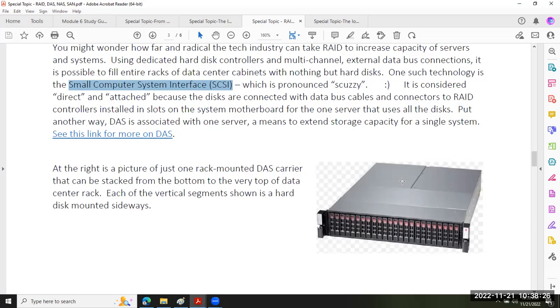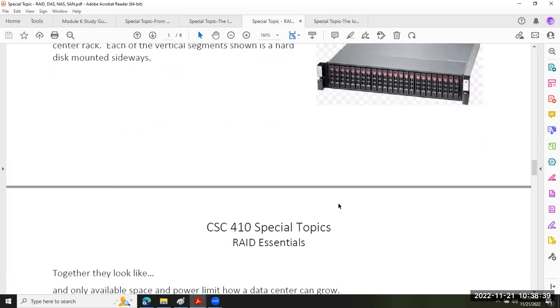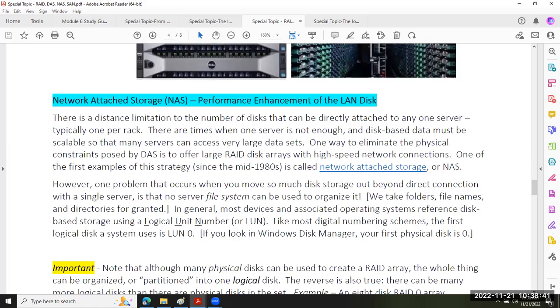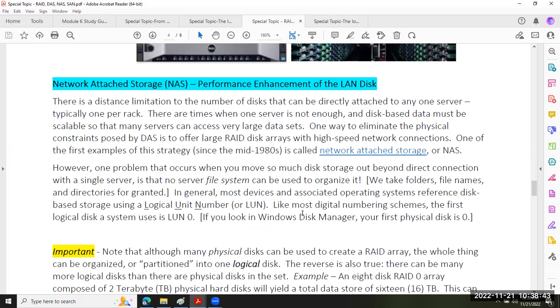If you don't have a direct connection to the motherboard of a server, you can put this entire thing on the network, and you have network cards out the back, and you pair the network cards together for greater speed. This is called network attached storage. And network attached storage has been around a very long time. And network attached storage means that you can treat a hard disk as if it were connected locally, except it's not. It's connected across the network.